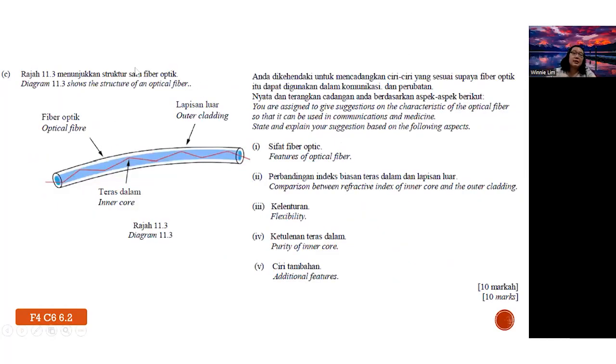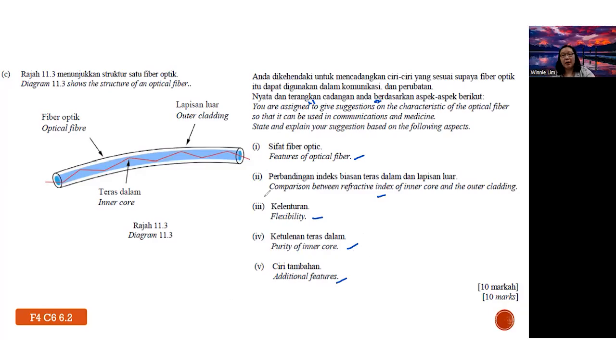Then moving on, Part C. It is also called a 10 marks question, but this type of 10 mark question requires students to give suggestions. Normally the question will look like this. You are given some material or object, like this optical fiber, and you are asked to give suggestions on the characteristics of the optical fiber so that it can be used in communication and medicine. Then state and explain your suggestion based on the following aspects: features of optical fiber, comparison between refractive index of the inner core and the outer cladding, flexibility, purity of inner core, additional features.